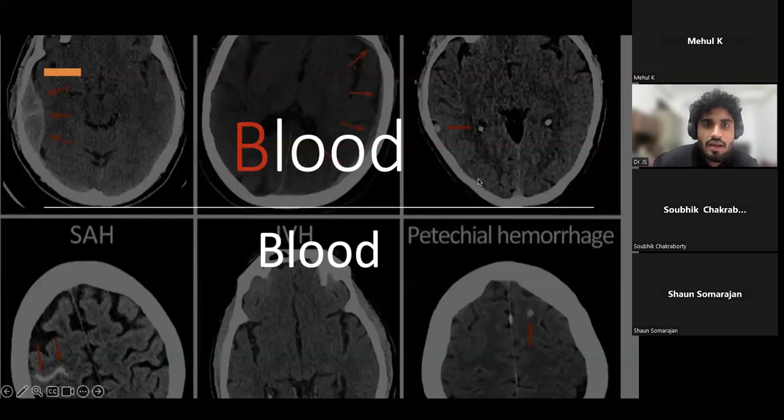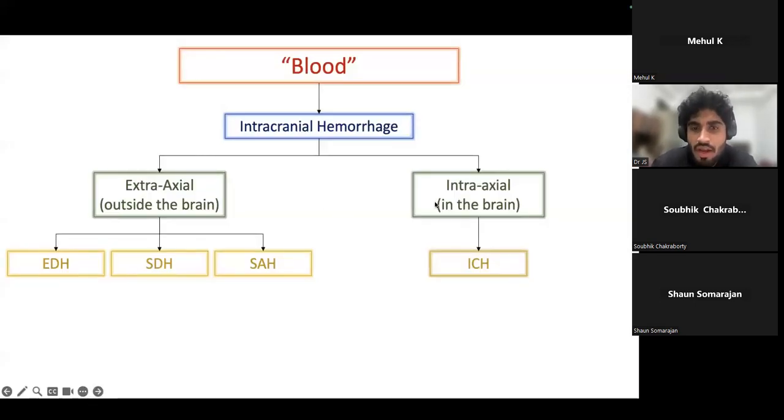Okay, so the next part is the brain. So blood can accumulate where? It can be extra-axial or intra-axial. Extra-axial is outside the brain. So it can accumulate outside the brain, so we have what? The brain and its coverings, right? Other than bone, we have the brain, which is intracerebral, and then the coverings.